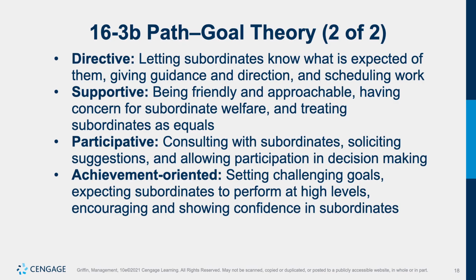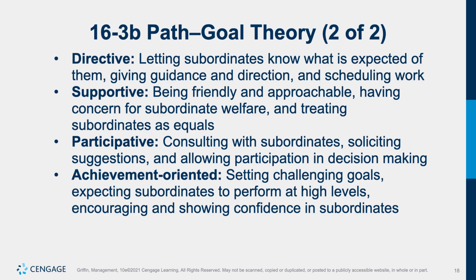And the achievement-oriented leader behavior will be a situation where the leader sets challenging goals, expecting subordinates to perform at high levels as well, and the leader also encourages and shows confidence in their subordinates. So you find out that the achievement-oriented leader behavior is about the leader showing confidence in their subordinates' abilities. In contrast to Fiedler's least preferred co-worker theory, the path goal theory assumes that leaders can change their style or behavior to meet the demands of a particular situation.